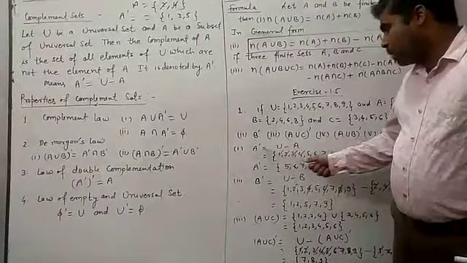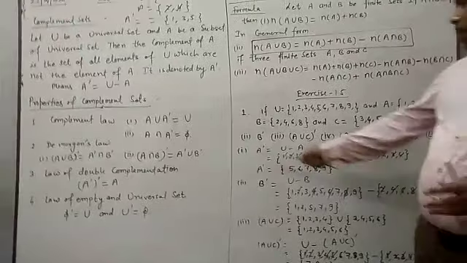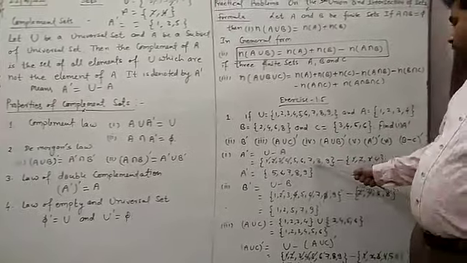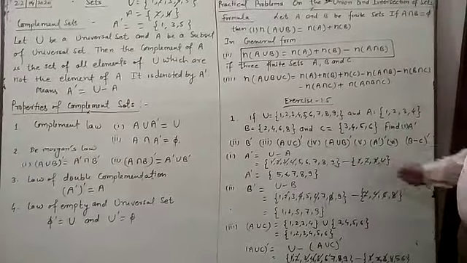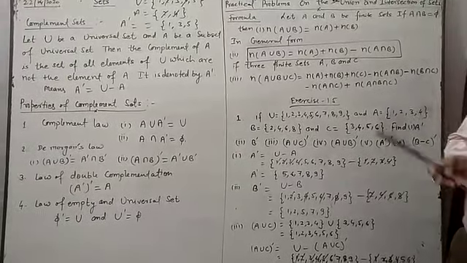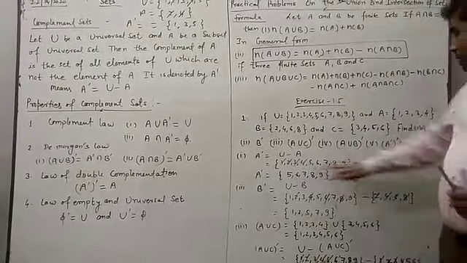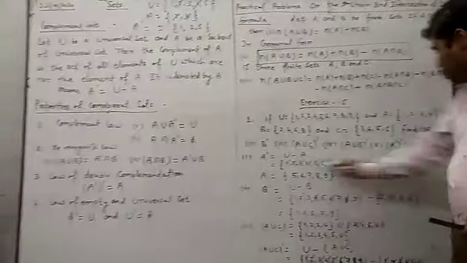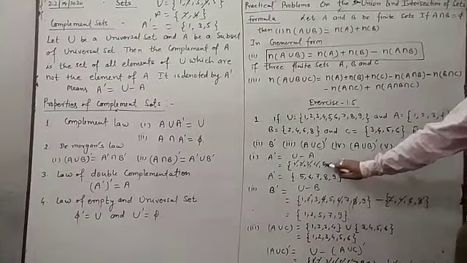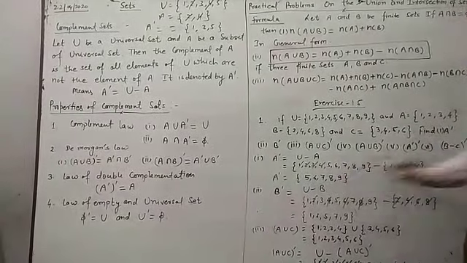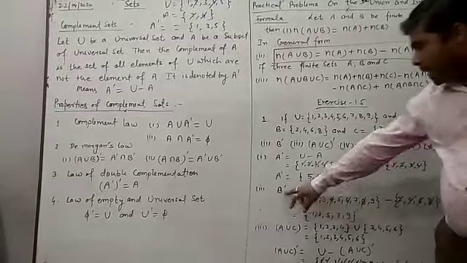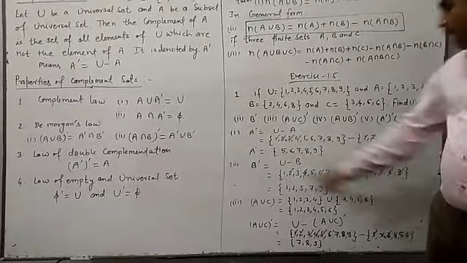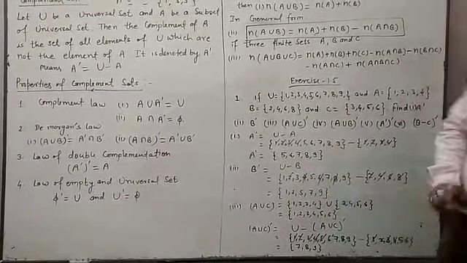First of all, A dash is equal to U minus A. The value of U is 1, 2, 3, 4, 5, 6, 7, 8, 9, minus A, which is 1, 2, 3, 4. The values that are the same in both the universal set and set A we have to cancel out: 1, 2, 3, 4 cancel out. What is the left value? 5, 6, 7, 8, 9. We write 5, 6, 7, 8, 9. Similarly, complement of B, B dash, is U minus B. The values that are the same in both sets we cancel, and the rest we write: 1, 3, 5, 7, 9.